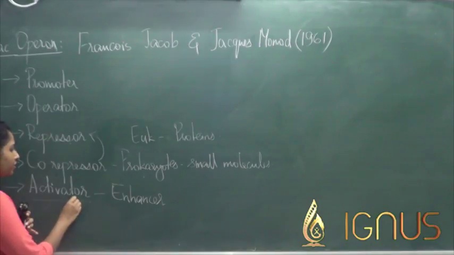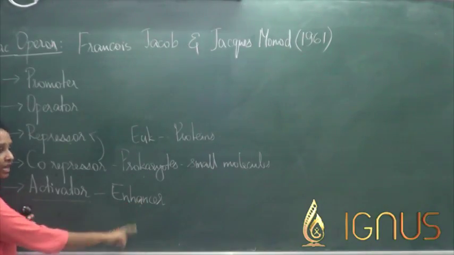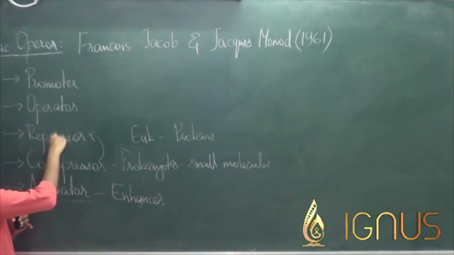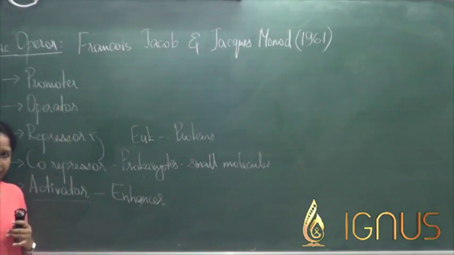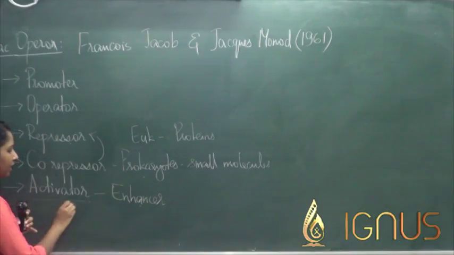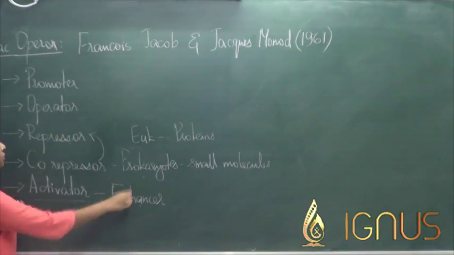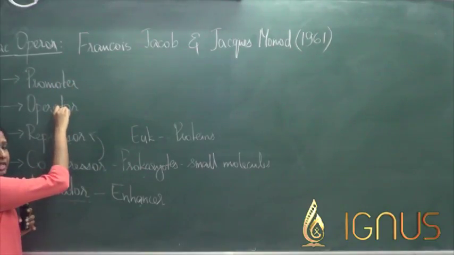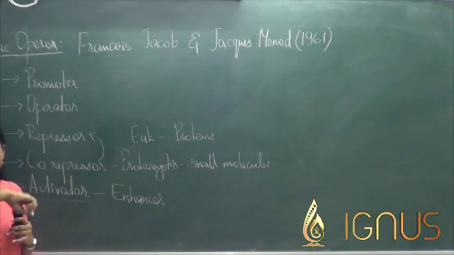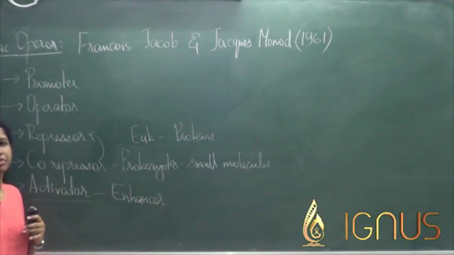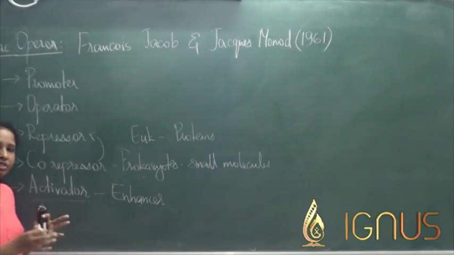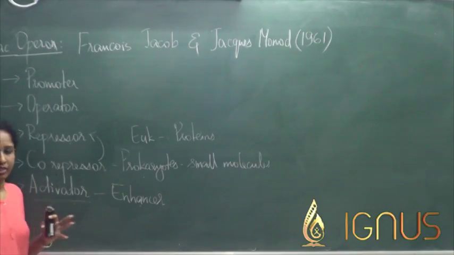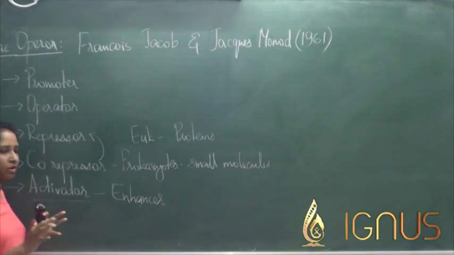Alright, and activators are going to be attaching themselves to the enhancer region. The repressors are going to be attaching themselves to the operator region, and enhancers, when they are attached to activators, are going to help the promoter. Repressors, when they attach themselves to the operator, are going to stop the promoter, or rather the RNA polymerase, from transcribing the specific part of the gene. So these are the different regions that you will need to remember whenever we are talking about an operon.